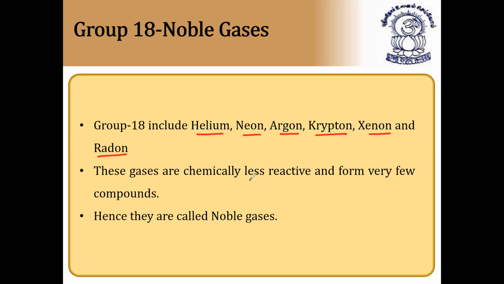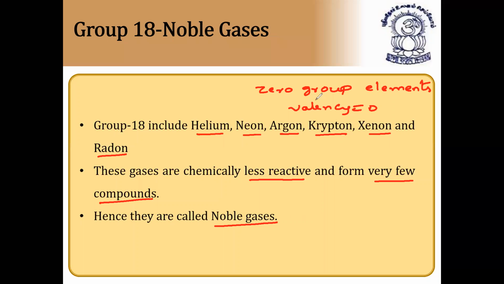These gases are chemically less reactive and form very few compounds. Hence, they are called noble gases, and they are also called zero group elements, because their valence is equal to zero. So they are also called zero group elements. So noble gases, zero group elements.